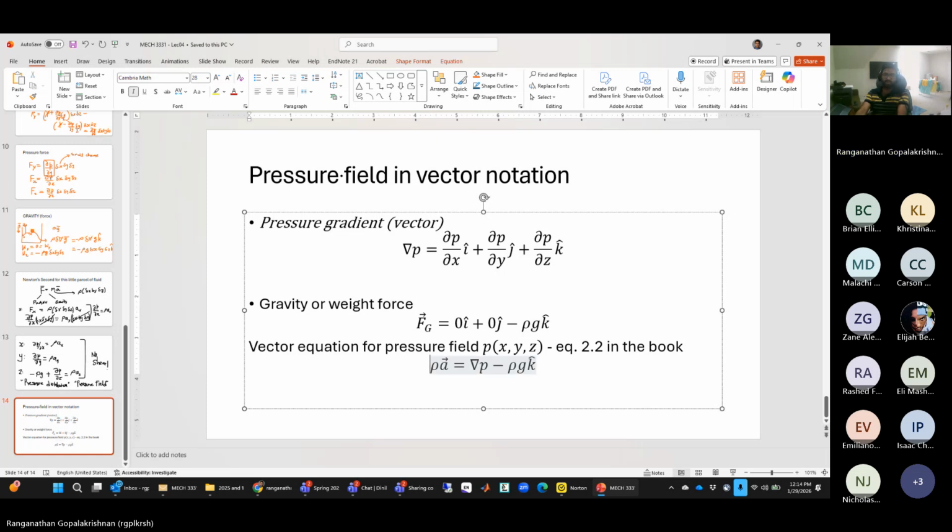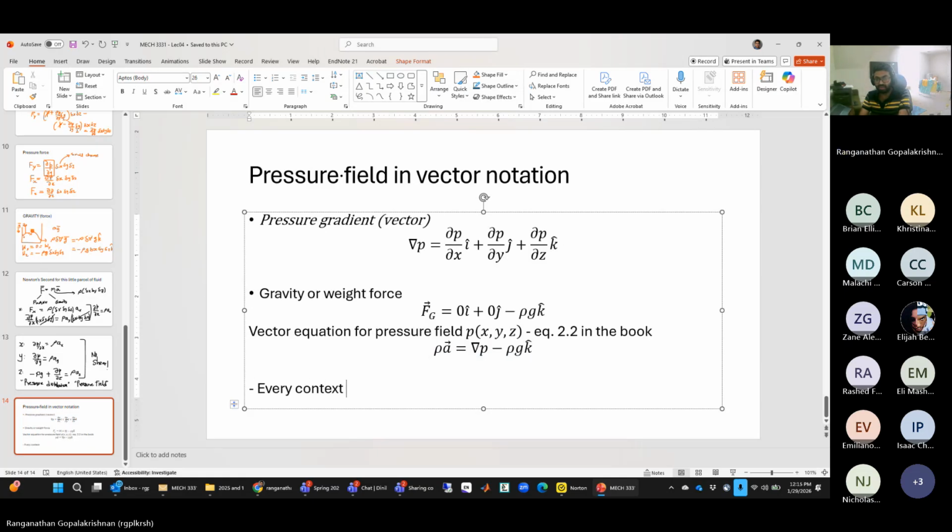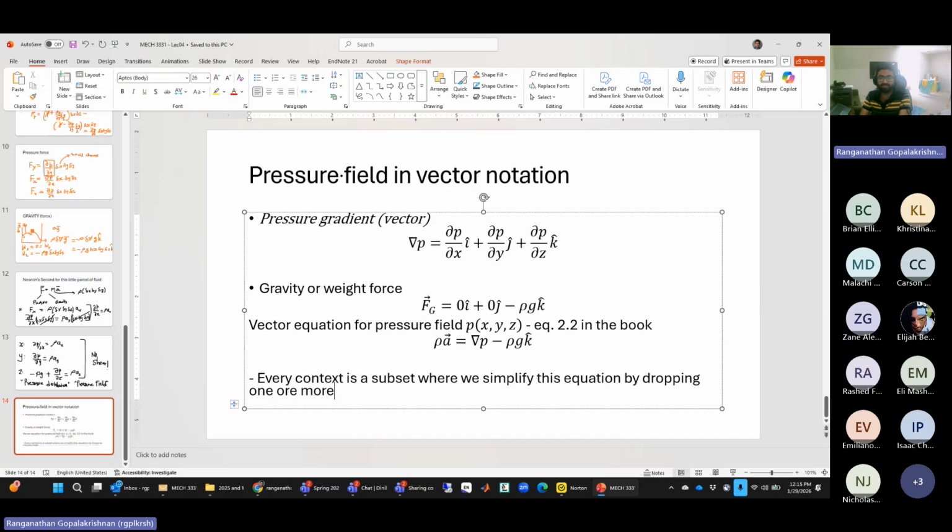Okay. So I'll add some notes here. Every context is a subset where we simplify this equation by dropping one or more terms to make it easily solvable. Okay. Are we okay? Are we together? Nobody's lost. Thank you.